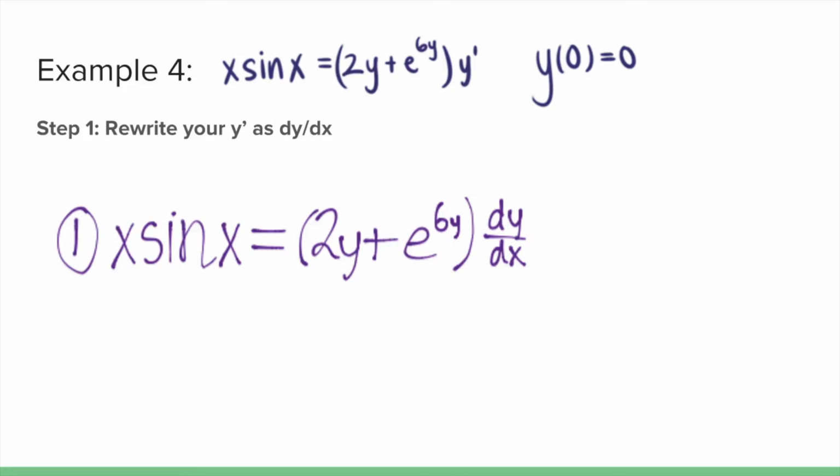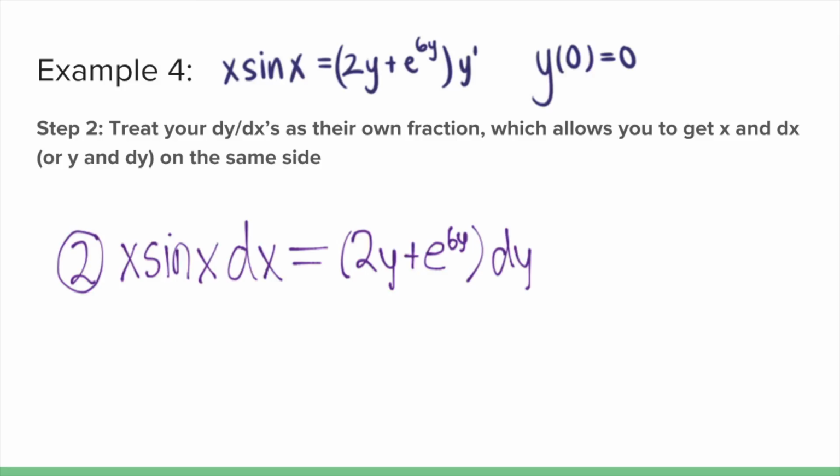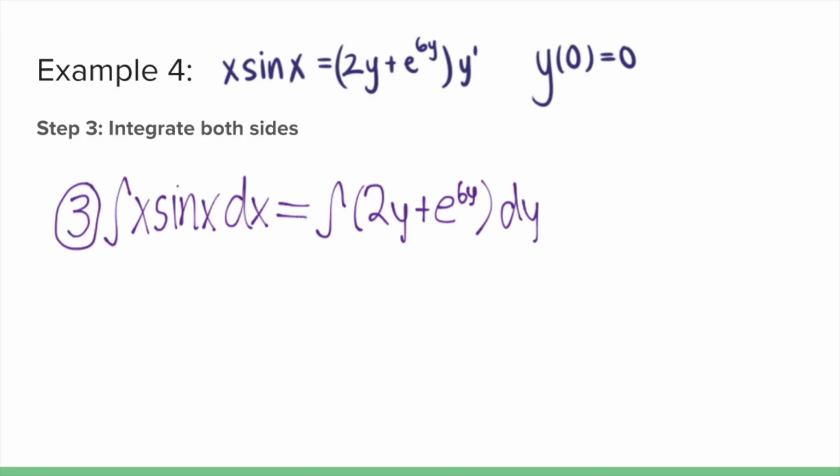First, we have to rewrite the y prime as dy over dx. After that, the equation looks pretty easily separable. We just need a little bit of algebra. All we have to do here is multiply by dx, and dy is already in the right place. With the x's and the y's on their own sides, we can integrate without worry.